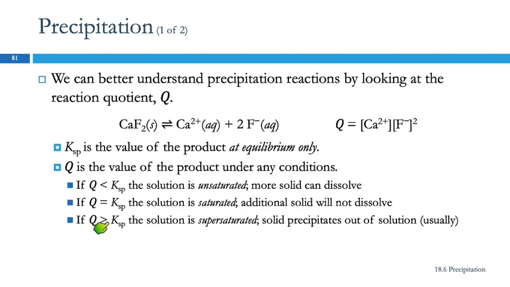If Q is greater than KSP, the solution is supersaturated, and the solid will precipitate out of solution, usually. There are some weird things that happen with supersaturation. So any questions about that?